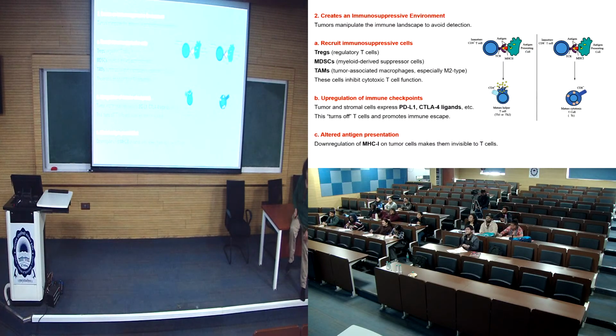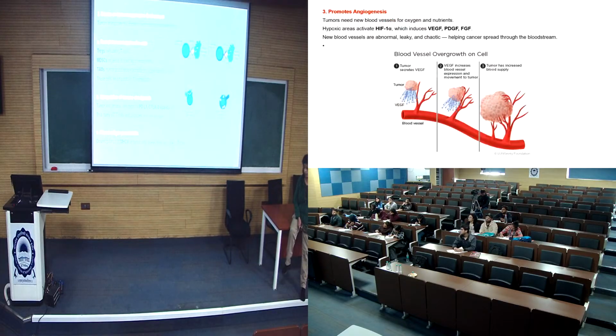They recruit immunosuppressive cells. They do two things. They recruit immunosuppressive cells, and they secrete factors so that the cells which are supposed to help you become immunosuppressive also. It's like you bribe the police to be on your side. Then there is altered antigen presentation. Because they have to present the antigen, they down-regulate their MHC1 and don't even present, so they become invisible to T cells.